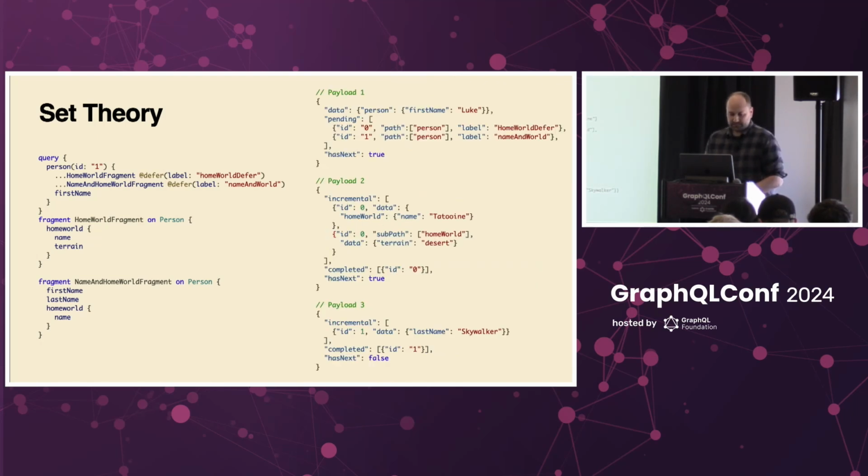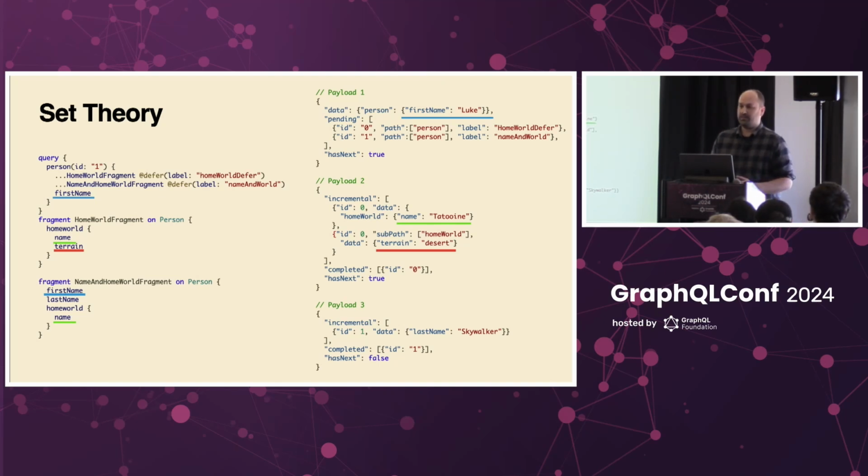And so in the response here, we have two pending objects because there's two deferred fragments. And in the second payload, we have two groups of data. Because the homeworld's name was in both defers, that's going to be grouped separately from the terrain field, because that was only in one defer.